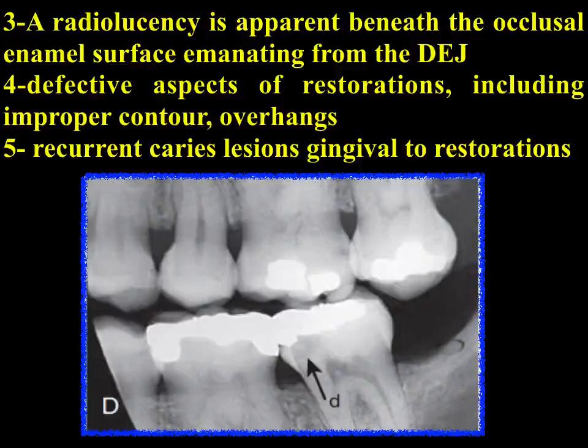Three, radiolucency appearing beneath the occlusal enamel surface, emanating from the dentino-enamel junction. The radiolucency means that there is caries. Four, defective aspects of restoration, including improper contour and overhang. All these restoration defects appear as radiopaque in the X-ray.